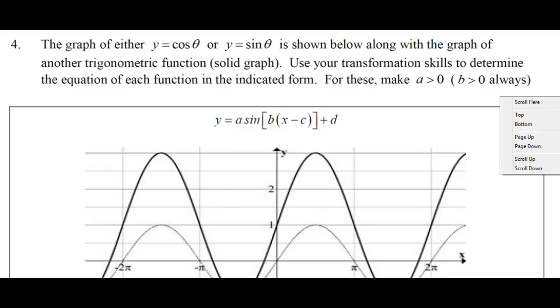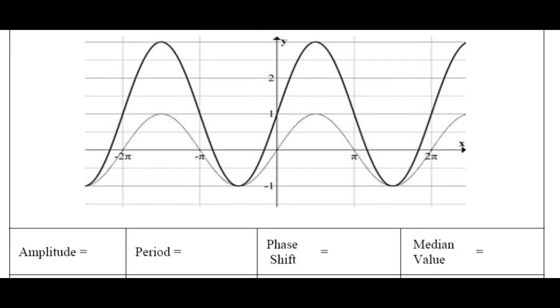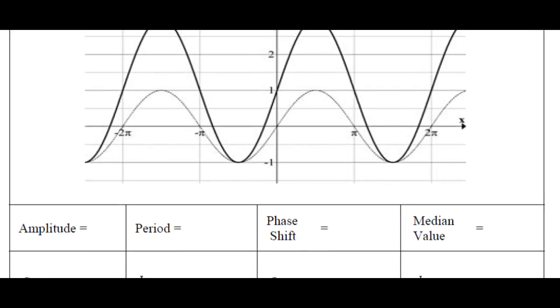Okay, the graph of either y equals sine or cos is shown below along with the graph of another trig function, the solid graph. Use your transformation skills to determine the equation for each function in the indicated form. For these, we're going to make a greater than 0, and note b is always greater than 0. So we know we could make a less than 0, right? We just have a reflection going on. Okay, so which graph is shown to us with the dashed line?